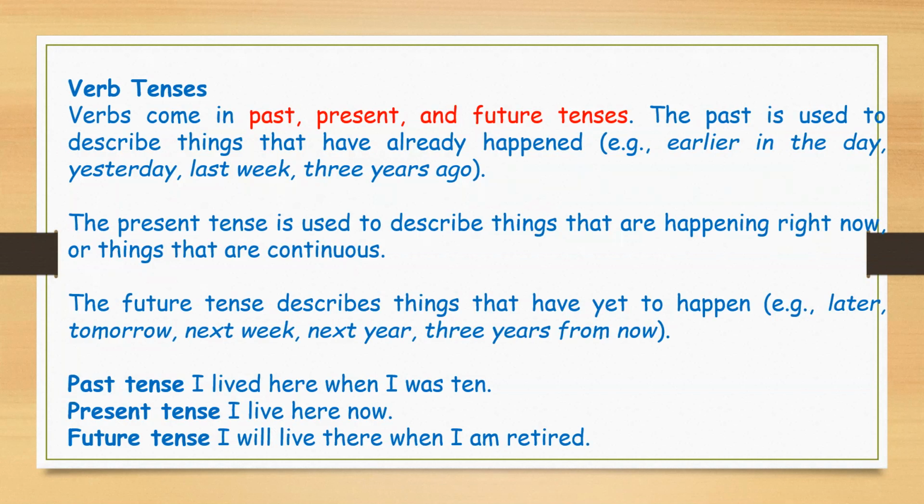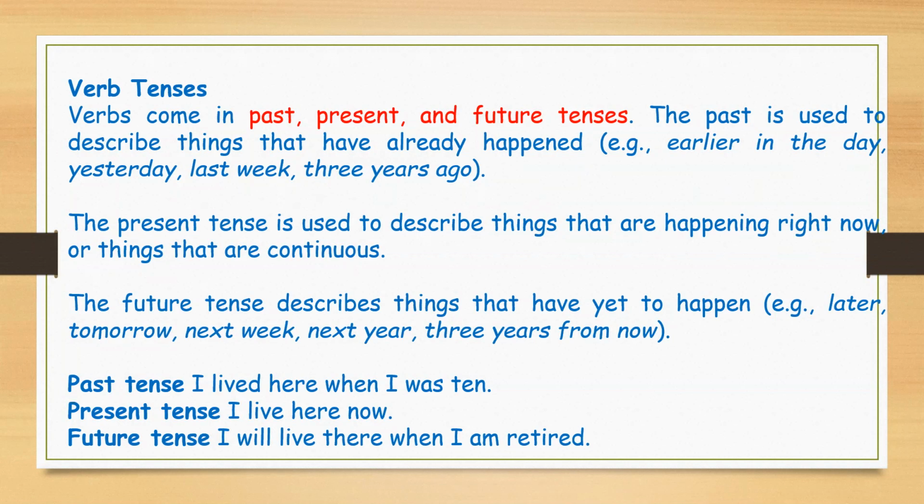What is future tense? What is yet to happen? What is supposed to happen later? For example, tomorrow, next week, next year, or 1 week after. So many things. So whatever is yet to happen, you call it future tense.